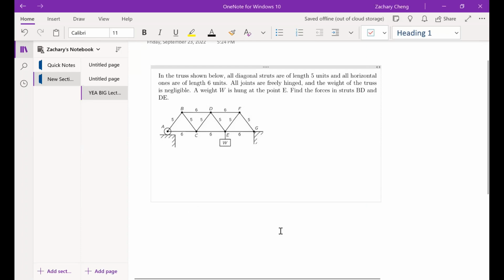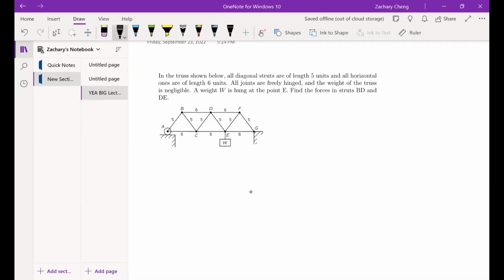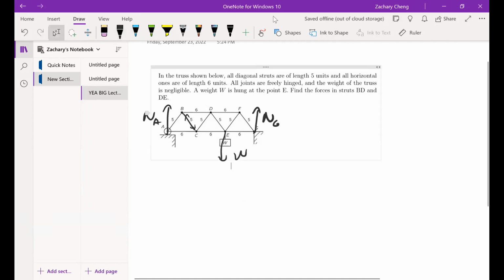Okay, that's about 2 minutes, so let's get started on the problem. Okay, so the first thing to realize is that if you consider this entire system, obviously there are going to be forces along these struts here, but they are all internal forces if you consider this entire thing as a system, and the only external forces are this normal force, which we can call NG. Sorry, this other normal force, which we can call NA, and this force from W, which is obviously just W.